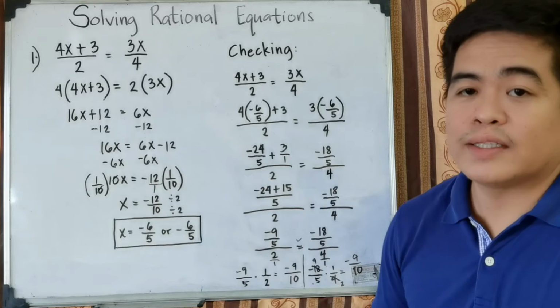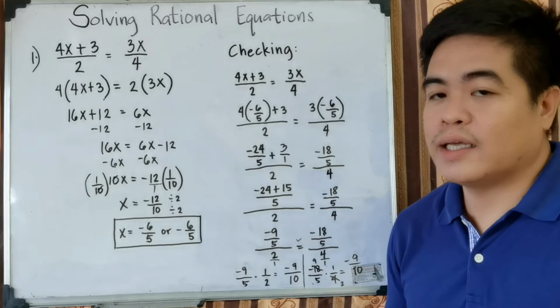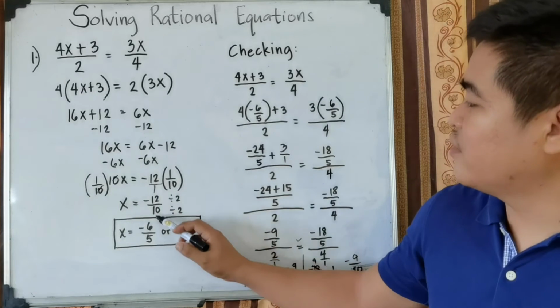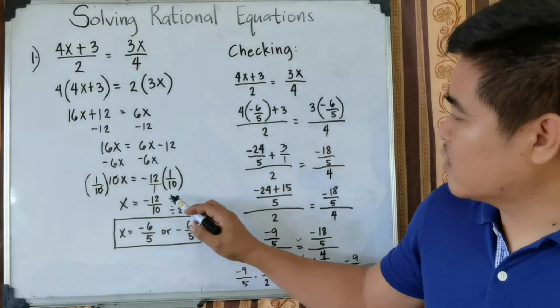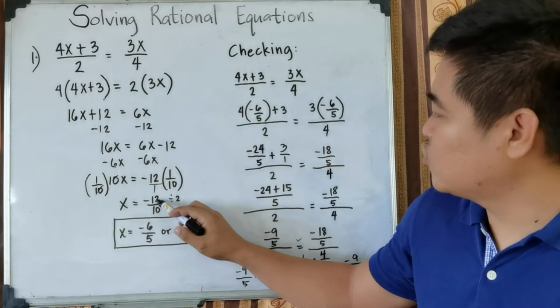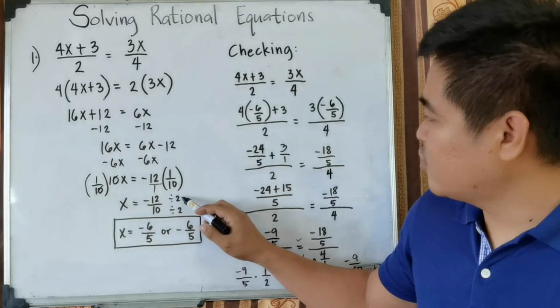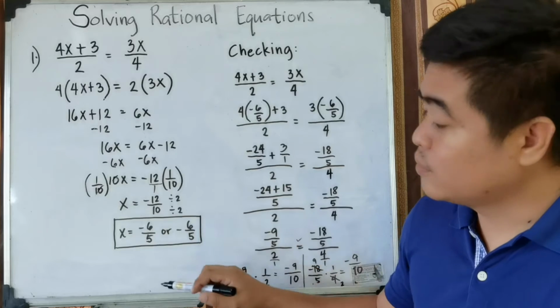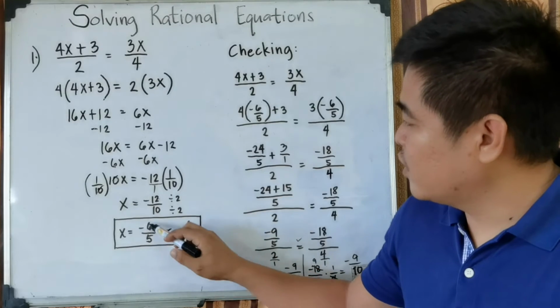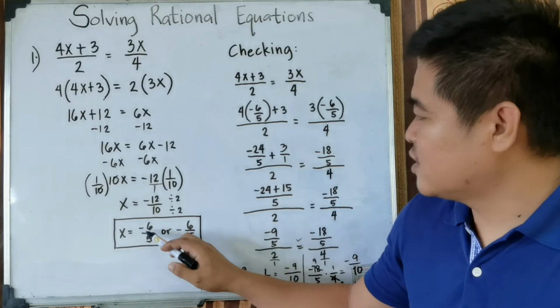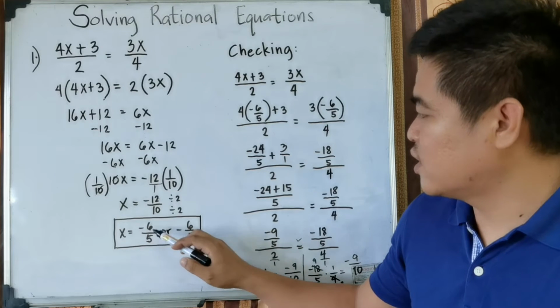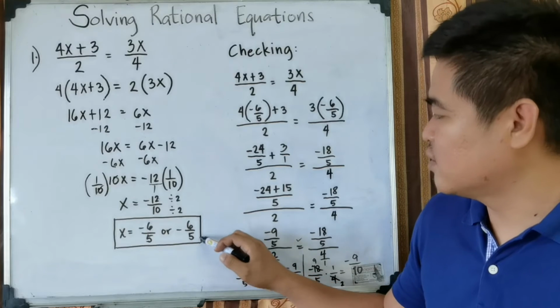Since negative 12 over 10 can still be written in lowest terms, we're going to divide the numerator and denominator by their common factor. Our common factor is 2. Negative 12 divided by 2, you have negative 6. 10 divided by 2, we have 5. So our x is equal to negative 6 over 5.